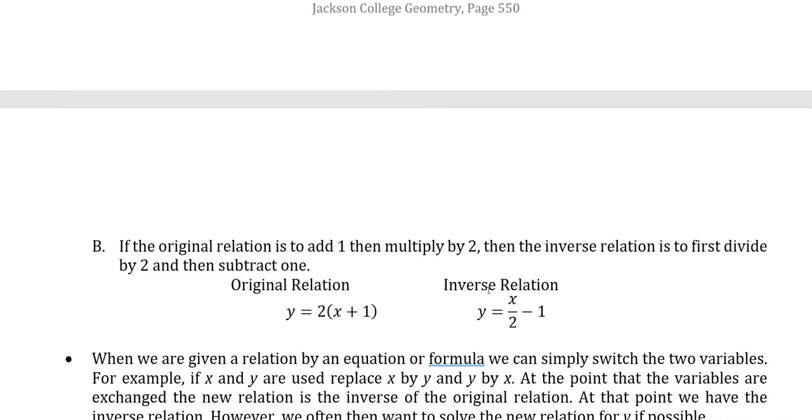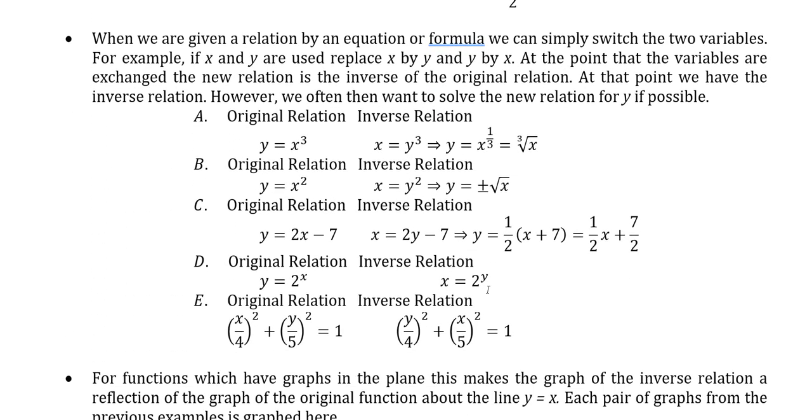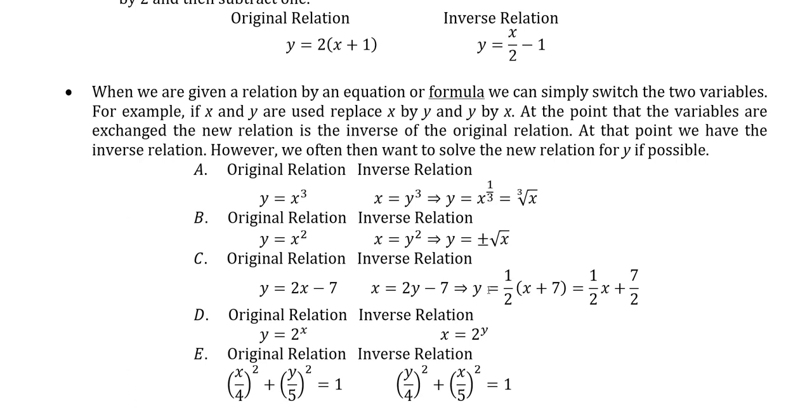So what would that mean in terms of a relation, in terms of an equation? If you have an equation with, say, 2 variables like x and y, with x being the first coordinate, y the second, as we generally do, we just simply reverse the ordered pairs, replace x by y and y by x. So if the original relation is y equals x cubed, the inverse relation is x equals y cubed.